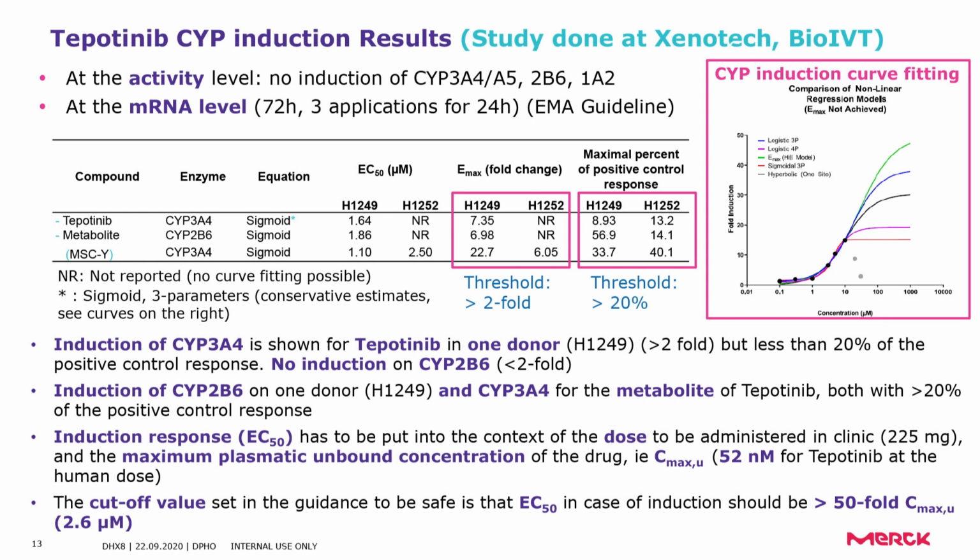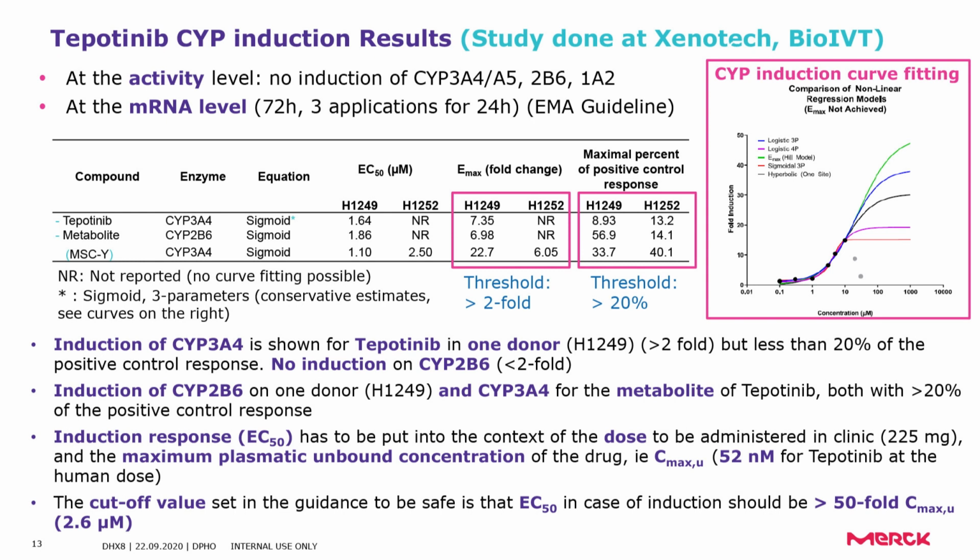For the metabolite, we had results showing that there was an induction with this donor for 2B6, and in this case, it was clearly over 20%. So it was a clear induction signal. For 3A4, same, it was 30%, 33% over the threshold.